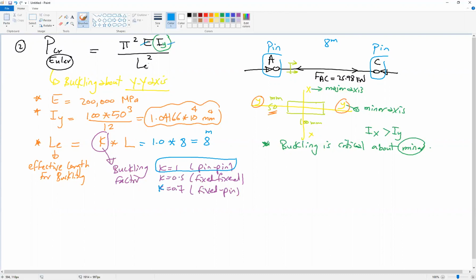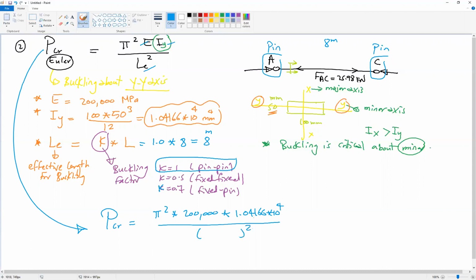Okay, so now we found the parameters, so we can substitute in the equation. P critical will be pi squared multiplied by 200,000 multiplied by Iy, 1.0416 times 10 to the power 4, divided by L effective. What is the value of L effective we need to put here? 8. But we have a small problem here, because 8 is in units of meter, and all these units are in millimeters: Newton per millimeter squared, millimeter to the power 4. So if you put 8, the value will be far from our correct result. So this needs to be converted to millimeter by multiplying by 1000. Just be careful when you substitute because of the units. So this should be 8,000 millimeter.